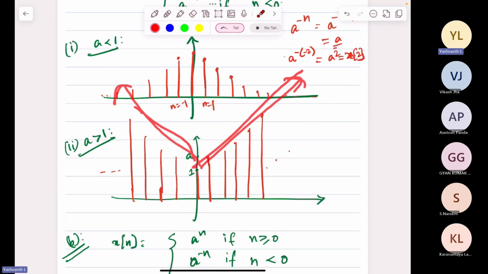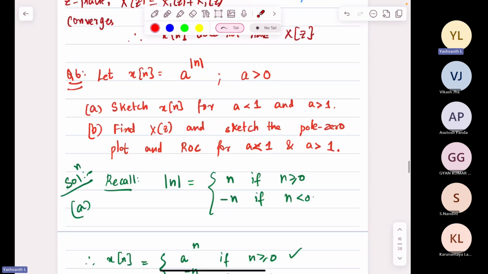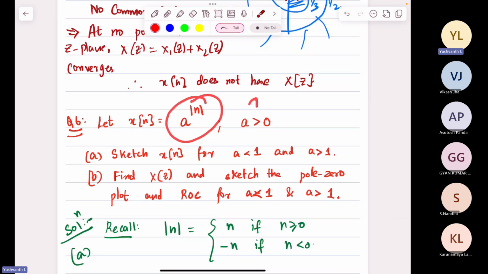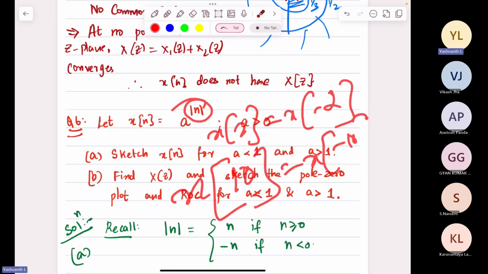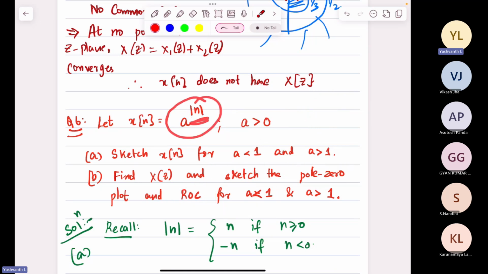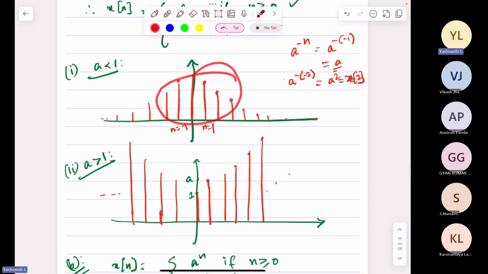And it's symmetrical with respect to the positive and negative axis. That's because of the function: you see, it is a power mod n. So x of 2 will be the same as x of minus 2, because both map to the same mod n. Similarly, x of 10 will be equal to x of minus 10. All will be the same because you have a power mod n. It is symmetrical about the y-axis. That's why in both cases, A less than 1 and greater than 1, the values are symmetrical. Okay, this is the first question.